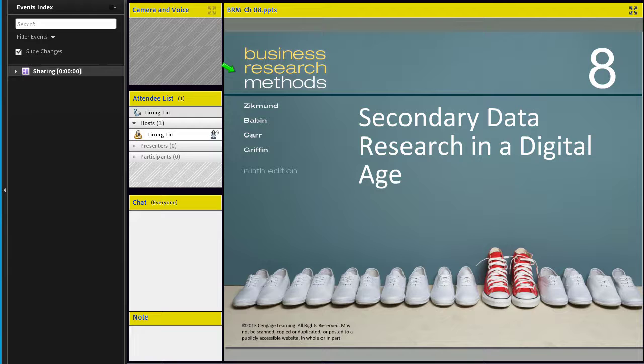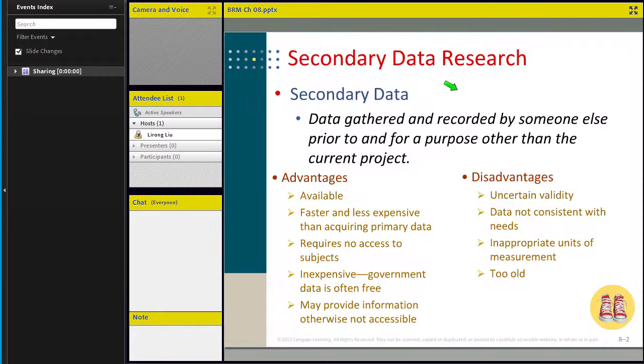In this video, we're going to go over Chapter 8 in the textbook, Secondary Data Research in the Digital Age. So basically, we're going to talk about a few sources for secondary data, which means the data are collected by a third party, not the researchers. And such data can be useful for business research.